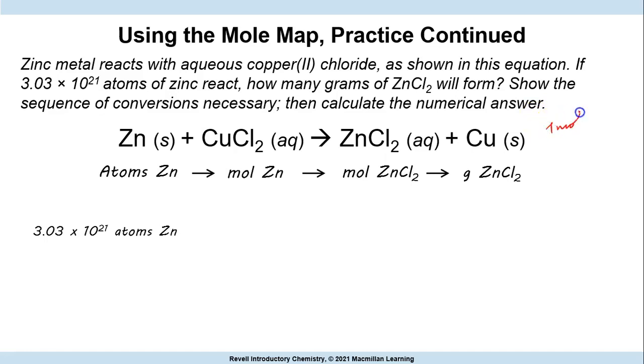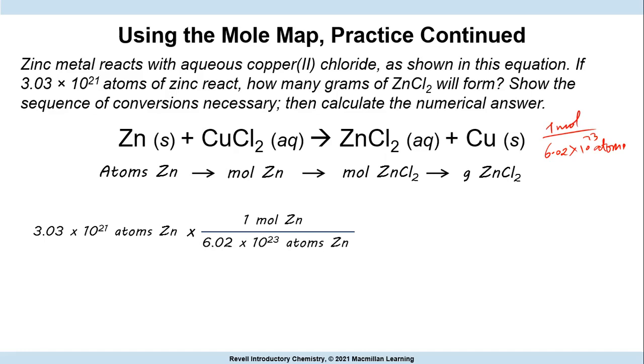1 mole is equivalent to 6.02 times 10 to the 23 atoms, since we are talking about atoms of zinc. So this is the conversion factor that we are going to use. So we multiply that by 1 mole of zinc to be equal to 6.02 times 10. So we see that the atoms of zinc will cancel out and we are left with moles of zinc.